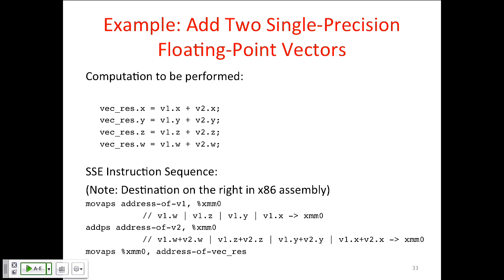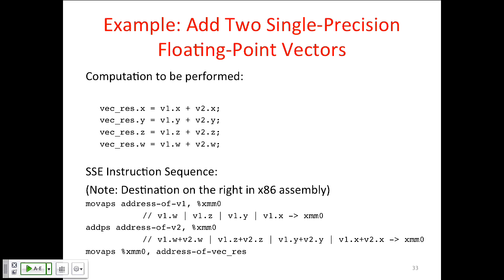Okay. So let's dive down a little into this translation from 4 scalar ops into a SIMD op. What does it actually look like? So here's the code we're going to do. We're going to add 2 single precision floating point vectors. So vector 1 and vector 2 are going to be added and put into vector result. And we have X, Y, Z, W components of these 2 vectors.